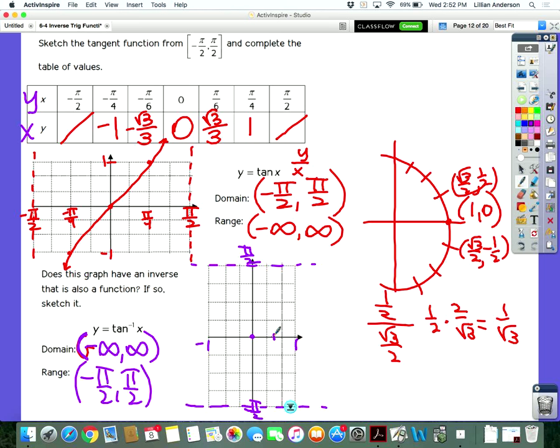Let's see. So at power 4, we're at 1. I'm sorry, at 1, we're at power 4, and then at negative 1, we're at negative power 4. So that's what the inverse looks like.